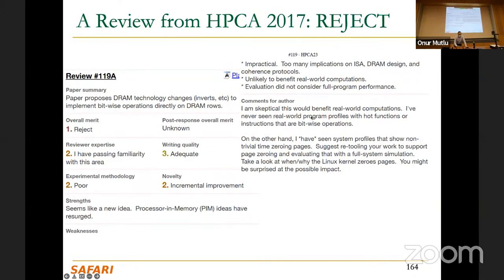Okay, so the real funny part is, this is very subjective. I'm skeptical this would benefit real world computations. I've never seen real world program profiles with hot functions or instructions that are bitwise operations. Has anyone here seen bitwise operations or hot functions that do bitwise operations? How many? Okay, where have you seen it? Okay, in databases. Encryption, exactly. Encryption is a great example, right?